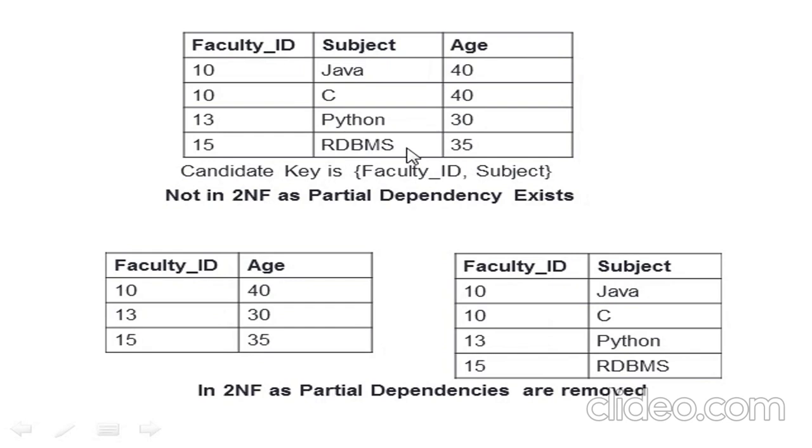So how do I remove this partial dependency? I can remove it by splitting this relation into two smaller tables: one with the faculty ID and age columns, and the other with the faculty ID and subject columns. Thereby you are removing the partial dependency. If there is no partial dependency, then the table is said to be in second normal form.